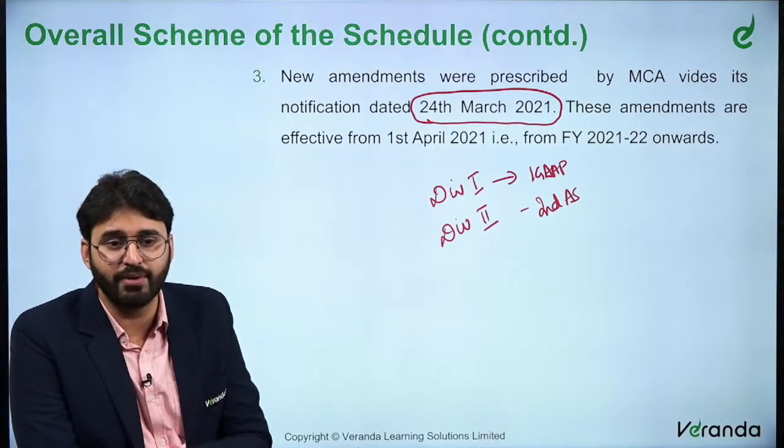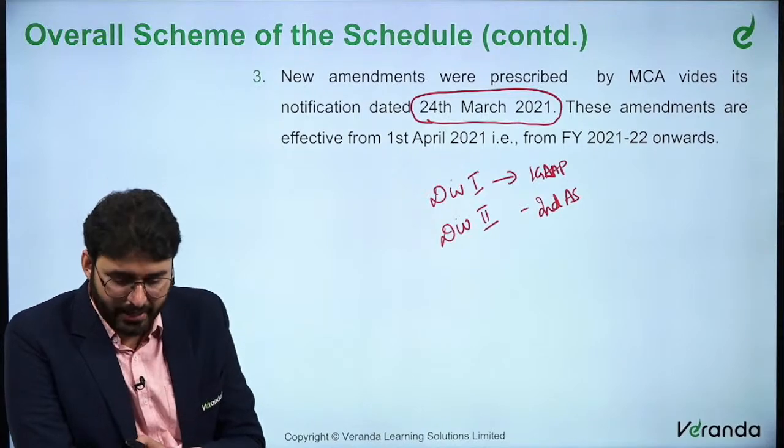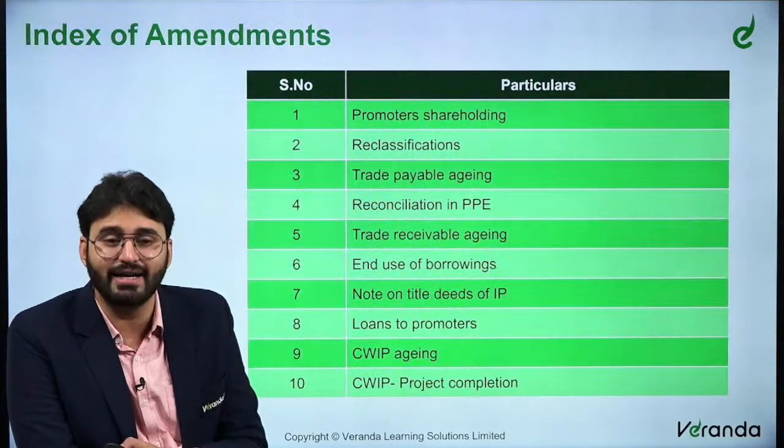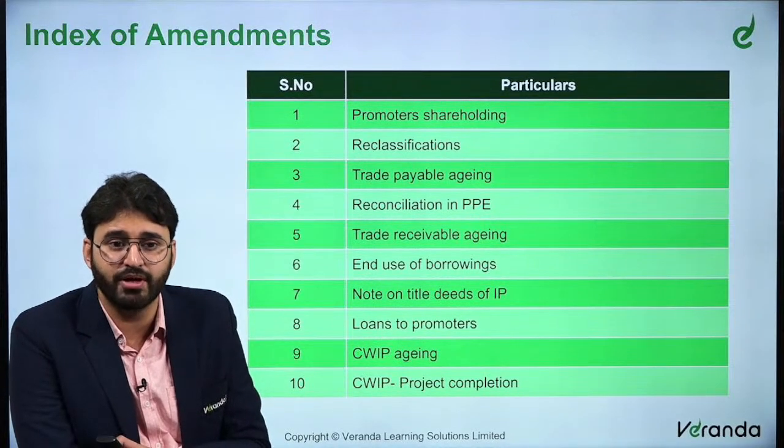The disclosures have been prescribed. We will discuss in detail. So, with this being the background, let's have a look at the index of the amendment. There are around 24 amendments which have been brought about.